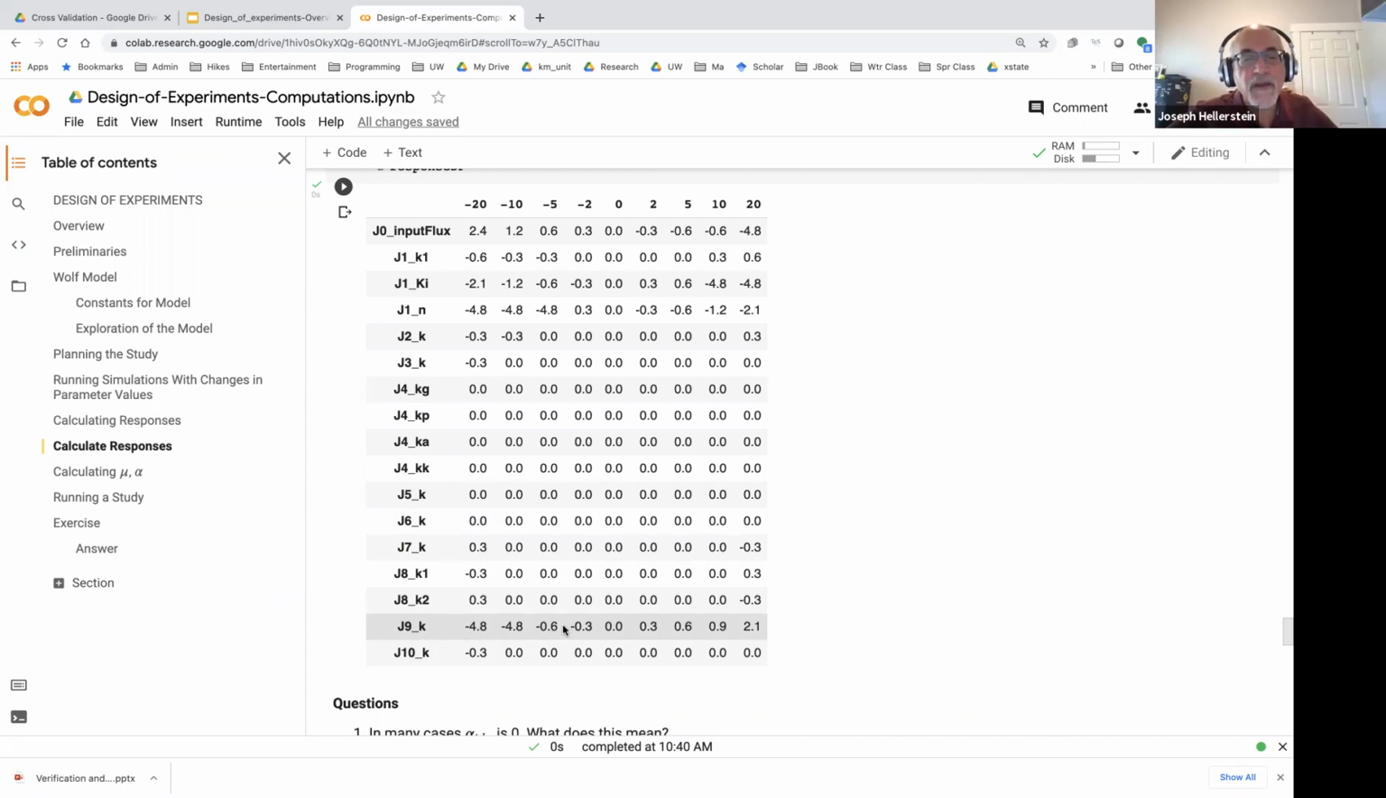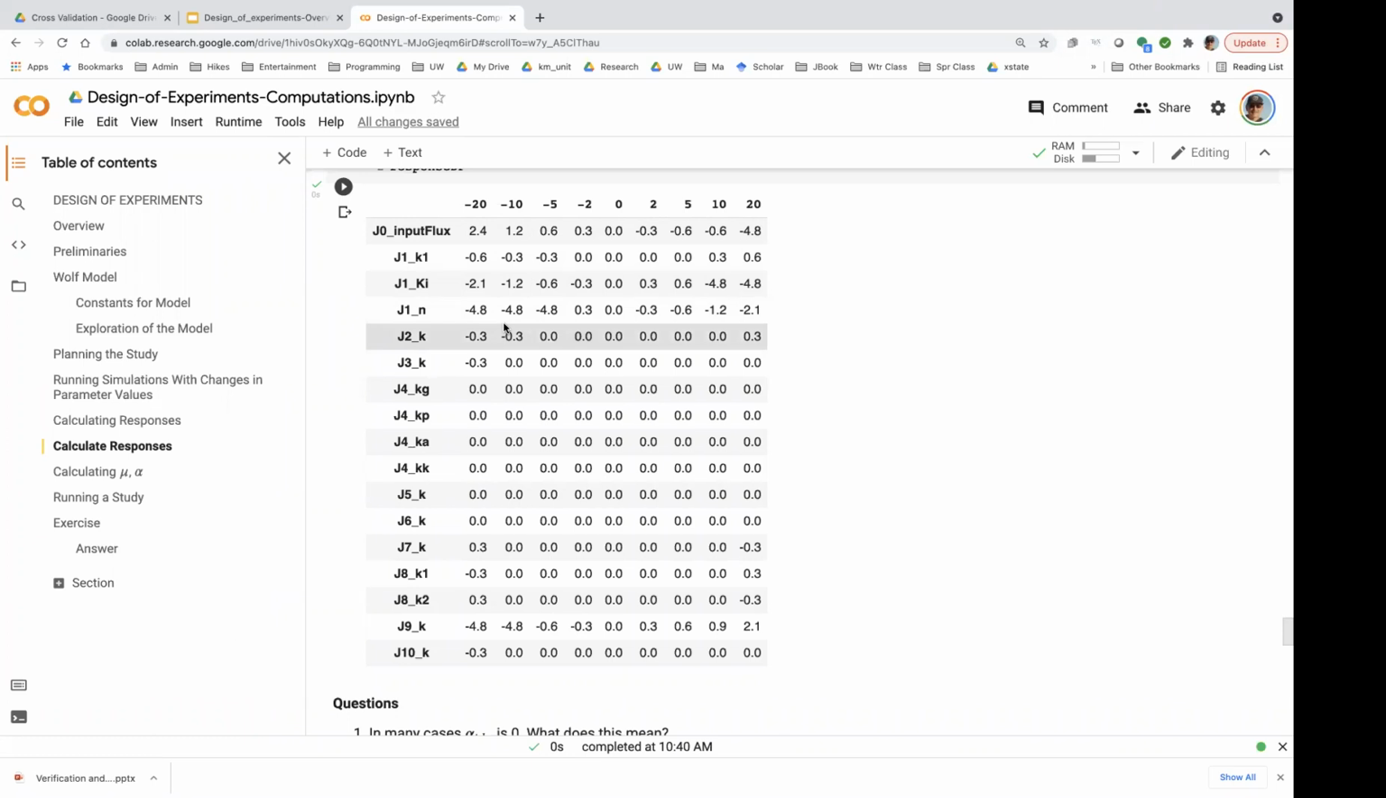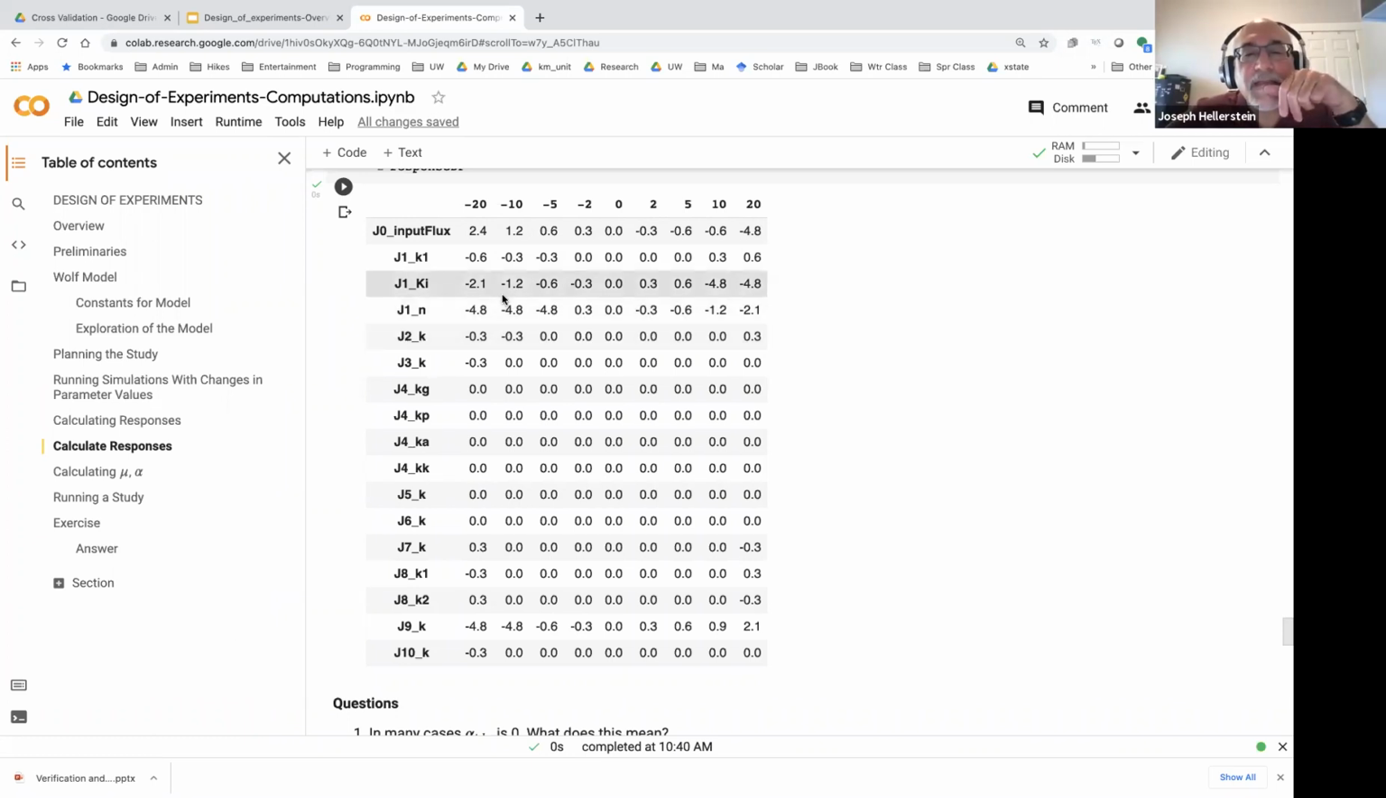Lower values tend to be on one side of the effect on frequency, and higher values are on the other side. So for this one, a lower value of this K decreases frequency, and a larger value increases frequency. I think we have the opposite effect on the influx here. What about J1KI? I was just looking at that one. Yeah, I can't explain that.